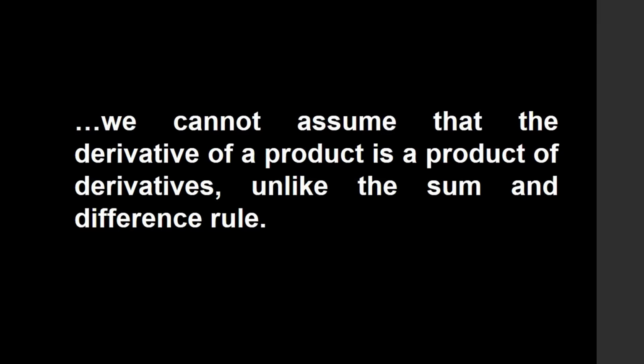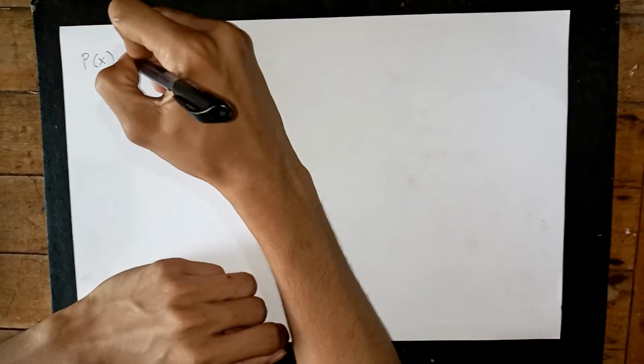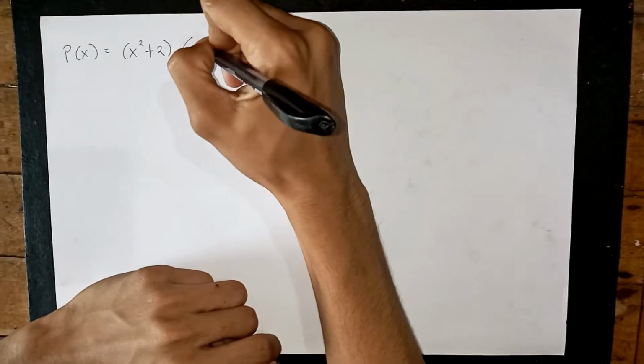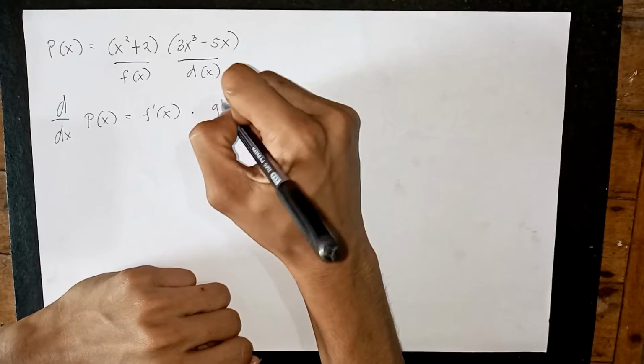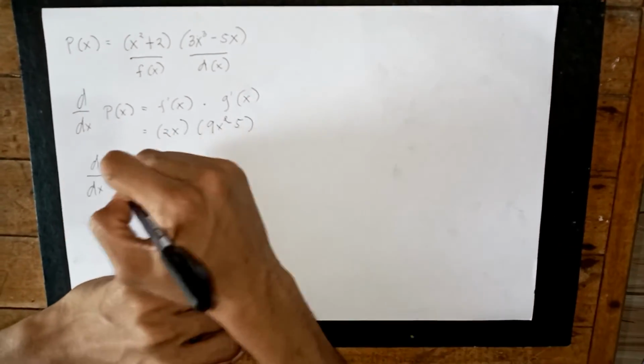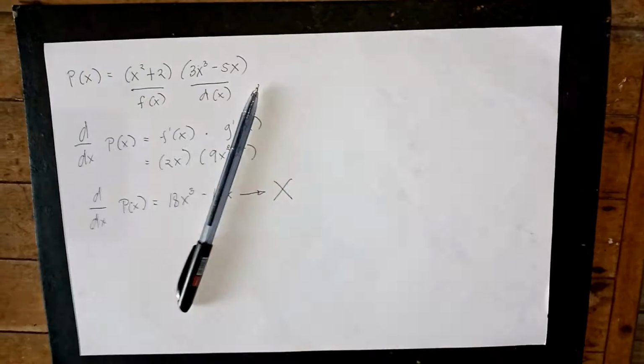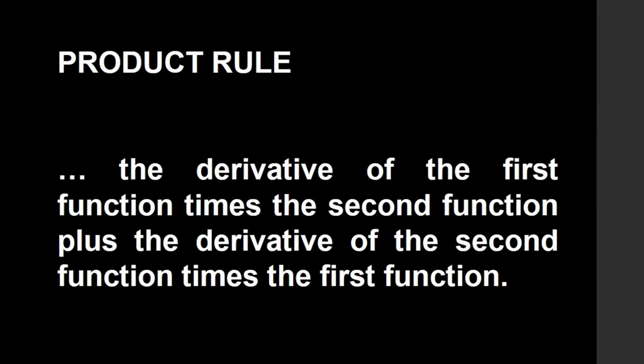This can be used in a composite function, which means a product of two functions. In this rule, we cannot assume that the derivative of a product is a product of derivatives, unlike the sum and difference rule. For example, p of x equals x squared plus 2 times 3x cubed minus 5x. By using the pattern used in the sum and difference rule, a different answer will be derived, which is a wrong answer. So, to correctly get the derivative of a product, you have to get the derivative of the first function times the second function plus the derivative of the second function times the first function.